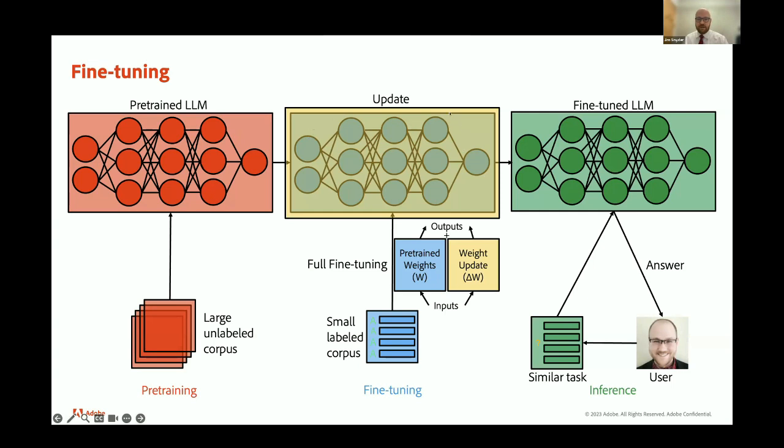And then you basically do further training on this neural network using a small labeled corpus of potential questions and correct answers, and train a few additional iterations. While I say small, this is still usually on the order of tens of thousands. So it's not a tiny data set, it's still pretty large. And then you have a fine-tuned LLM that you can ask similar questions to, and it'll return an answer.